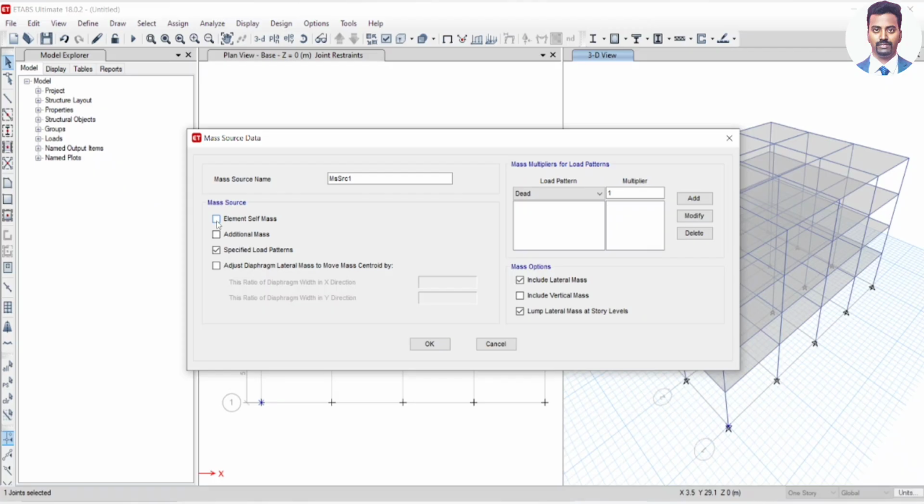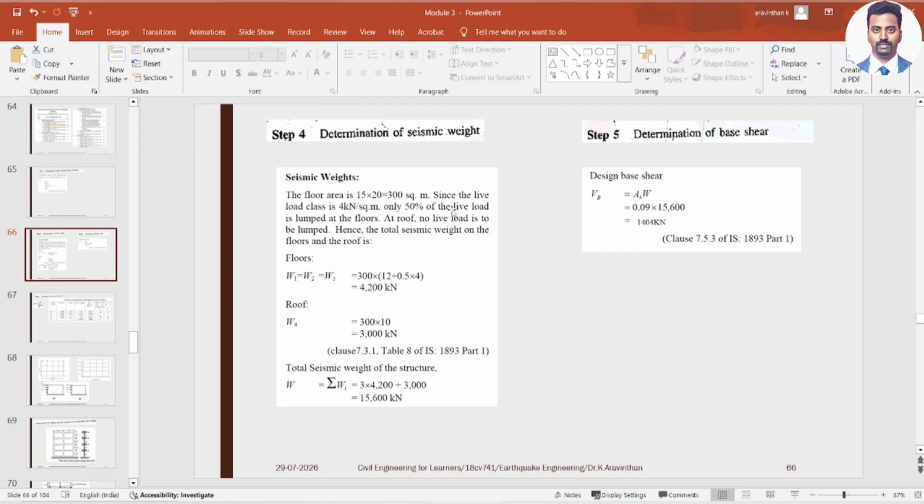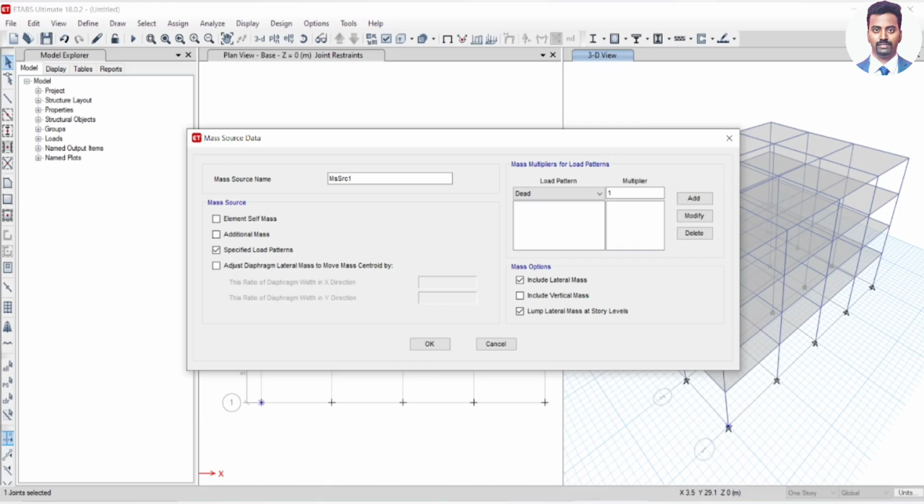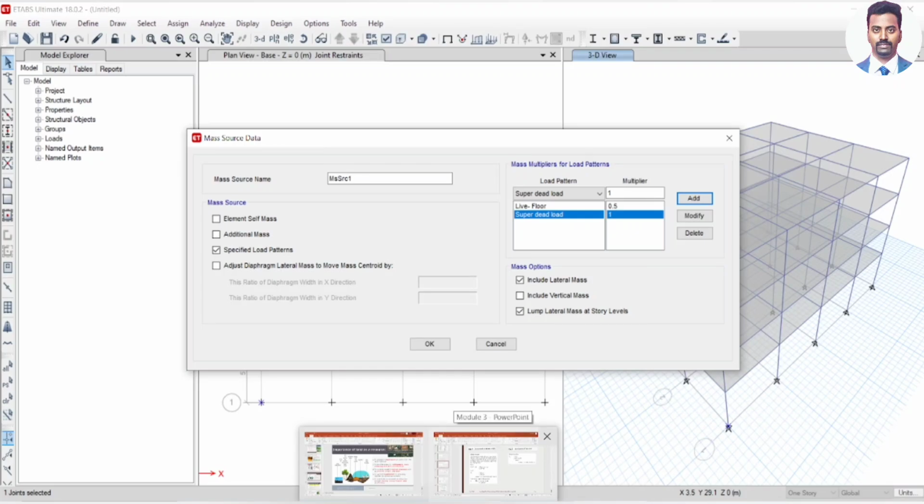Now, as far as this case is concerned, here we are going to take 50% of live load and dead load will be full. The live load in floor will be half, whatever live load is there, and you will be having a super dead load. This has to be considered during the vibration. These two will be the case.